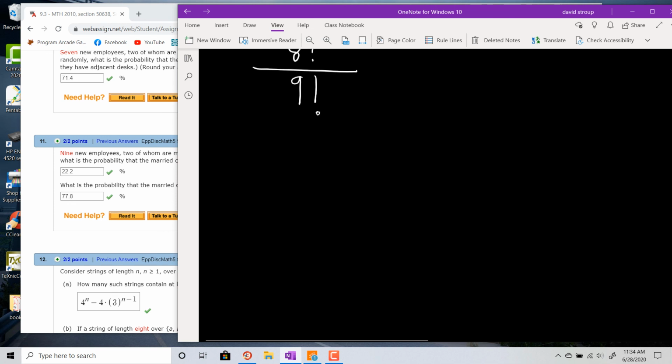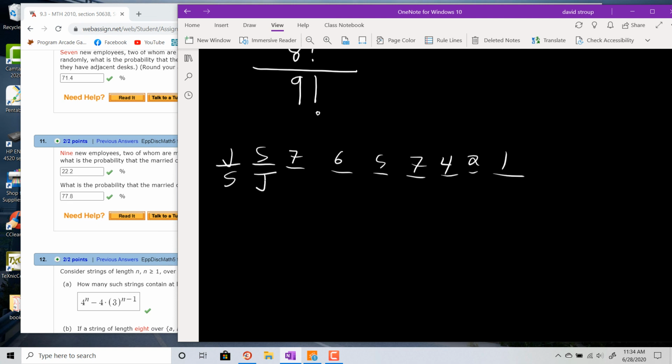Okay, so there's 9 people, 1, 2, 3, 4, 5, 6, 7, 8, 9, sitting in a row. We want to count the number of ways that 2 people could sit together, and they're supposed to be married or something. So like Jim and Stephanie. So they could sit there, but then on top of that, that's what I forgot, they could also sit like that. And then the leftovers, how many people are left? There's 7, 6, 5, 4, 3, 2, 1.